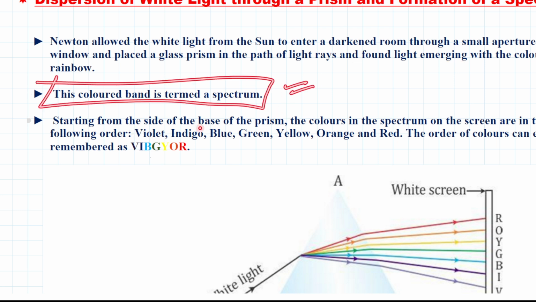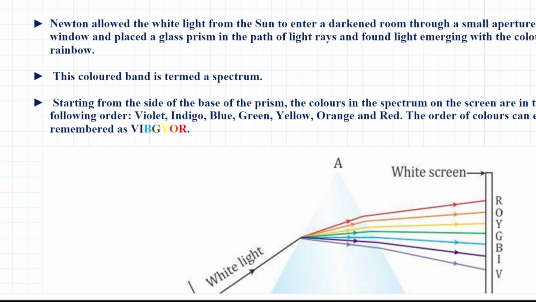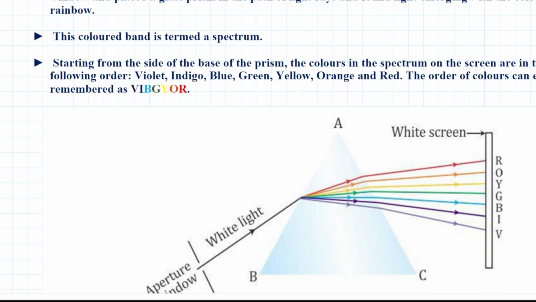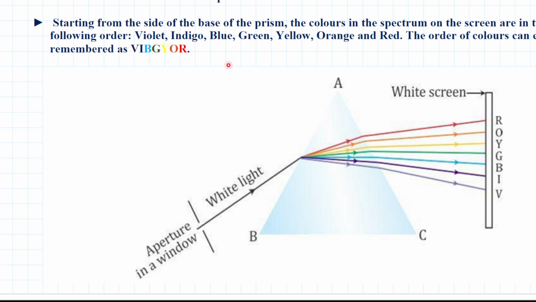Okay. So starting from the side of the base of the prism, the colors in the spectrum on the screen are in the following order: violet, indigo, blue, green, yellow, orange and red. So in short we can remember this as, or abbreviated as, Vibgyor. So V stands for violet, I stands for indigo, B stands for blue, G stands for green, Y stands for yellow, O stands for orange and R stands for the red color.